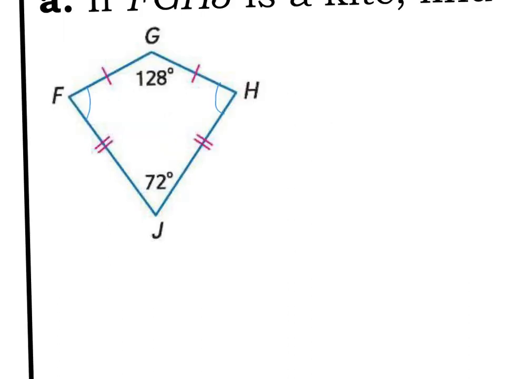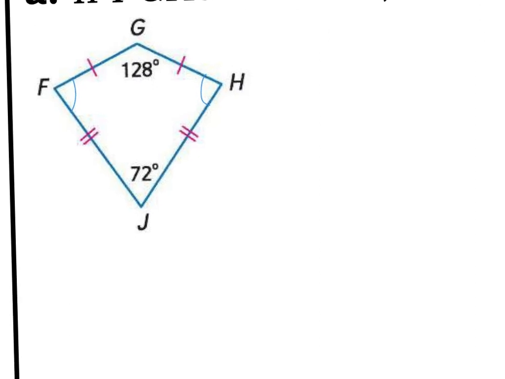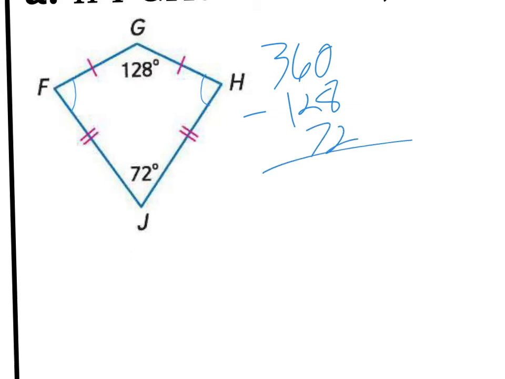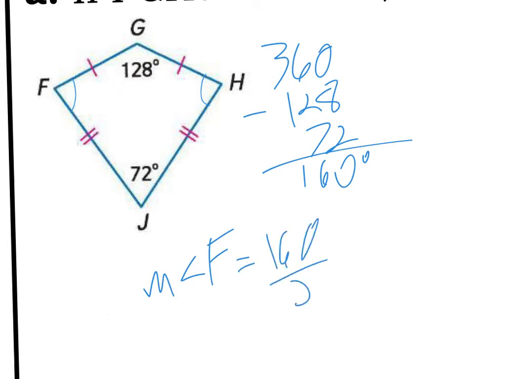And we know that this is a four-sided figure, so all the angles are going to add up to 360 degrees. So I'm going to say 360 minus 128 and 72, and that's going to equal 160 degrees. And so since F and H are congruent, just cut 160 in half. So I'll say the measure of angle F equals 160 over 2, which is 80 degrees.